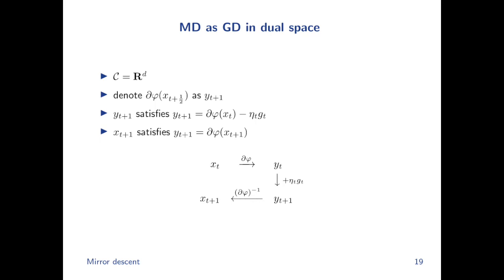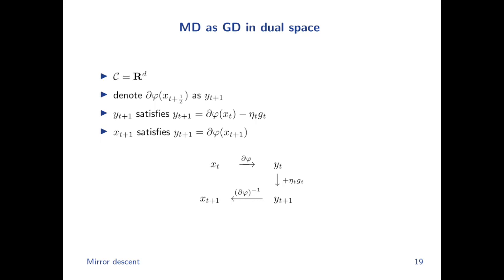So what you will see is that y sub t plus 1, by the first order optimality conditions of this steepest descent step with respect to the Bregman divergence, satisfies this equation. y sub t plus 1 is equal to the gradient of phi at x sub t minus eta t g sub t. g sub t, remember, is the gradient of the cost function. Everything is being done in the dual space. The gradient of phi at x sub t is in the dual space, and g sub t itself is the gradient of the cost function, so it's also in the dual space. Eta t is a scalar, so you're doing some linear combinations in the dual space.